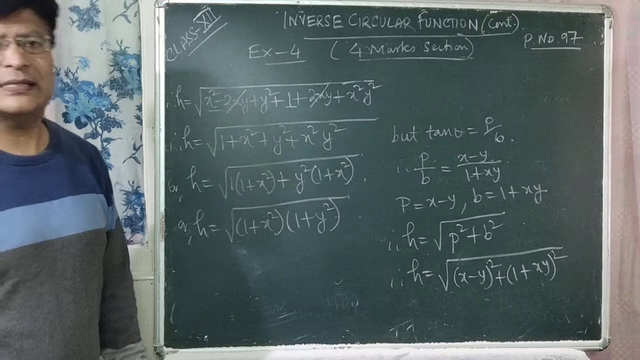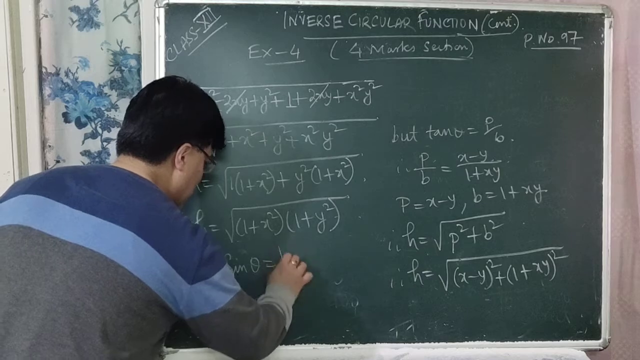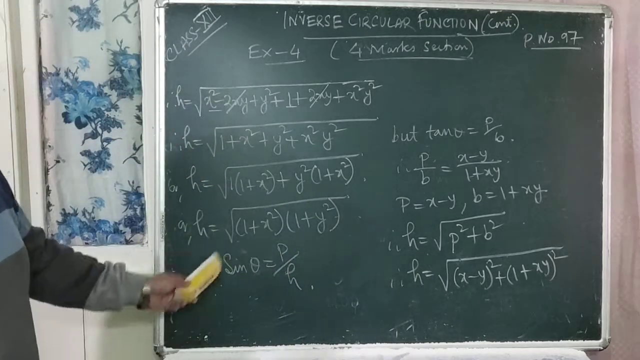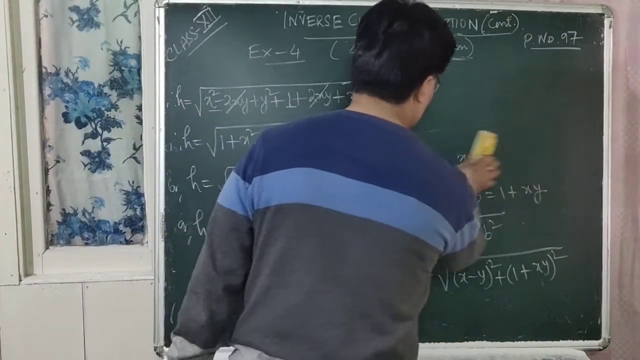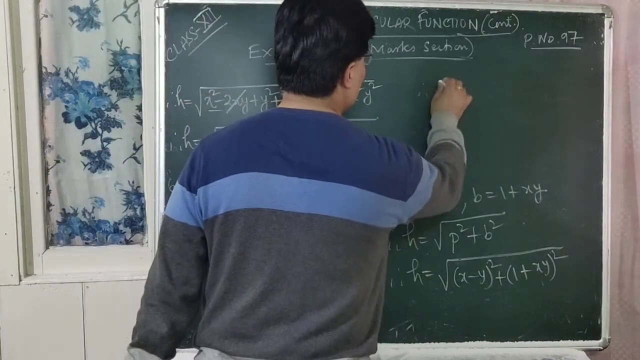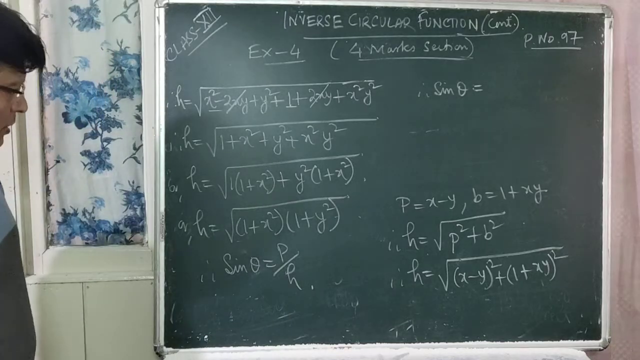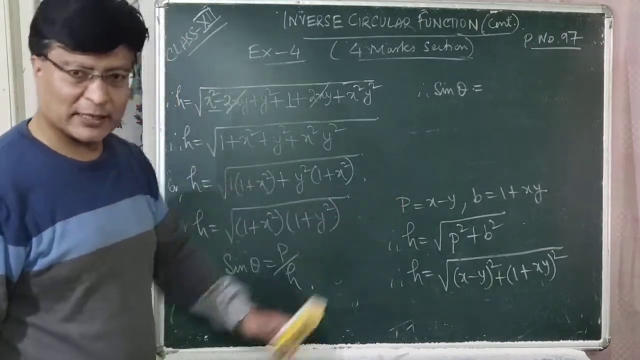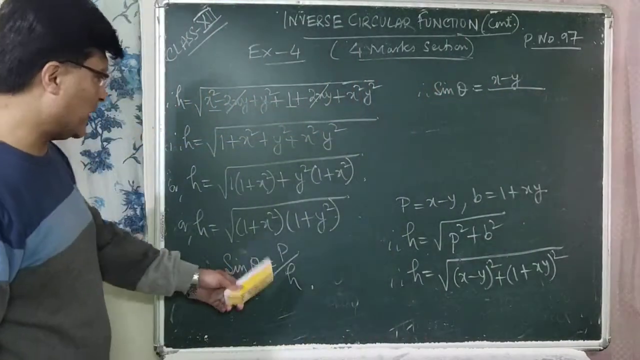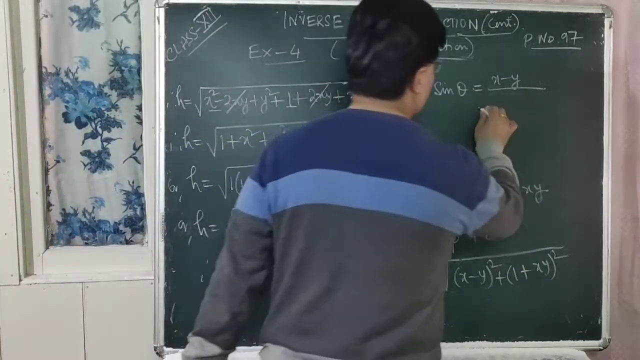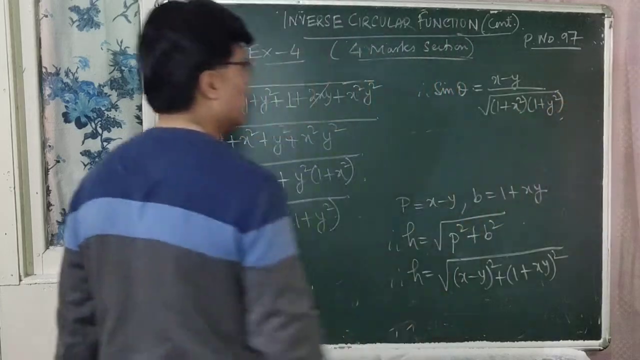But in this case, you have to get the value for sine theta, isn't it? Therefore, sine theta is equal to p upon h. Some people have sine theta is equal to p by h, right? What is the value of p? x minus y. So you can write here x minus y divided by, what is the value for h? This is the value for h. That is root under (1 plus x square) into (1 plus y square), right?